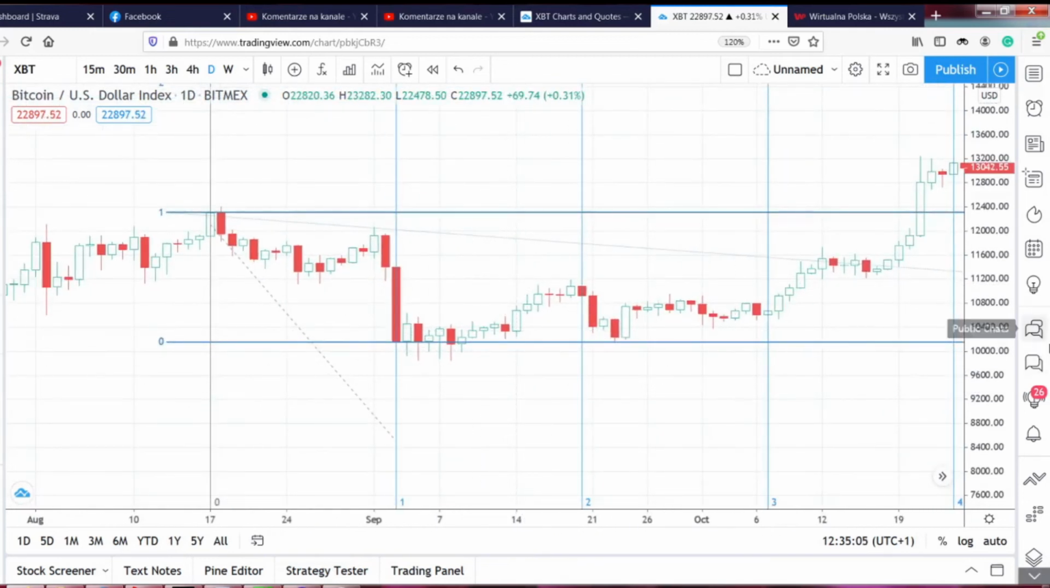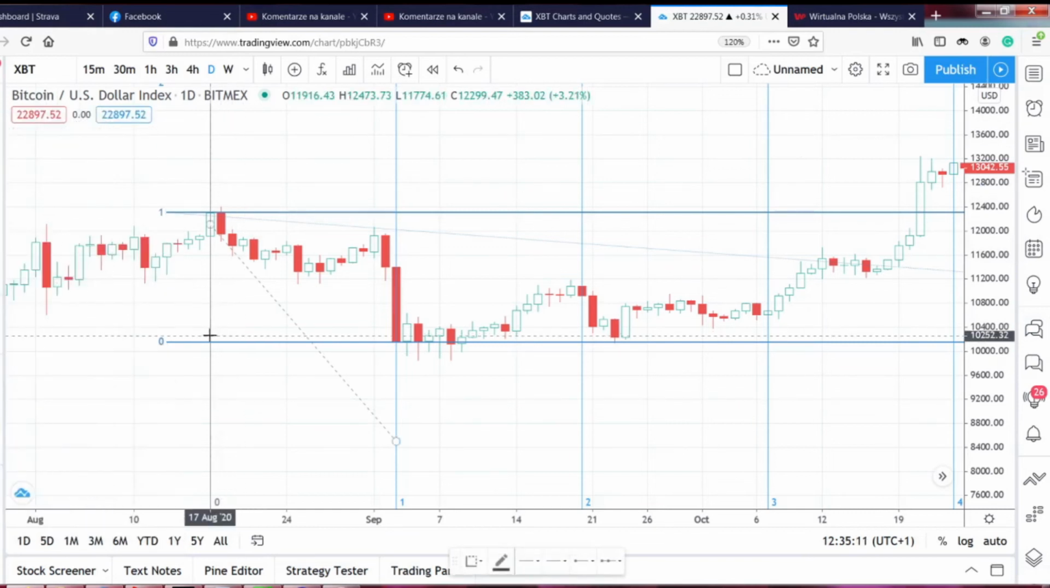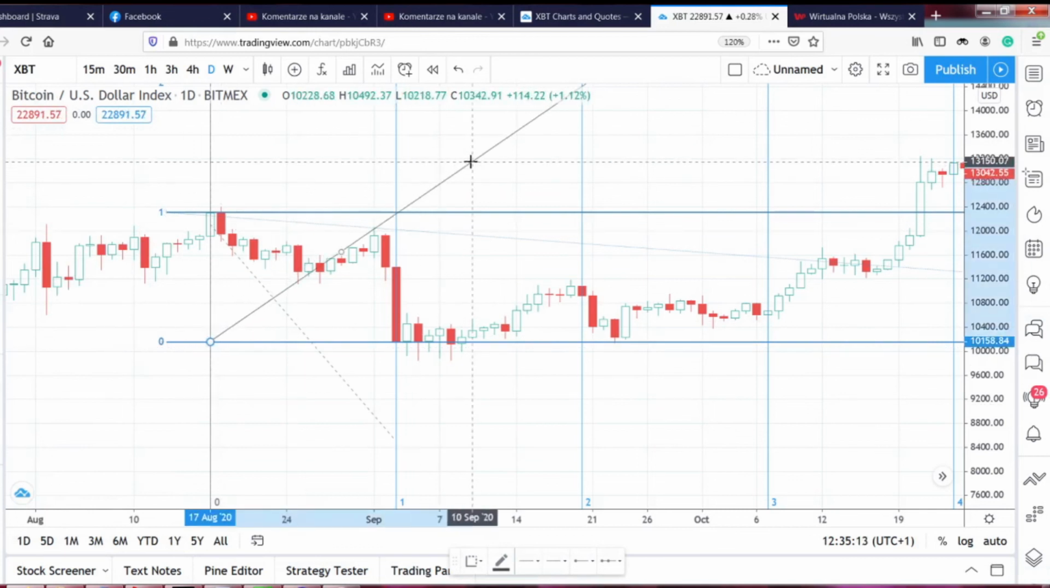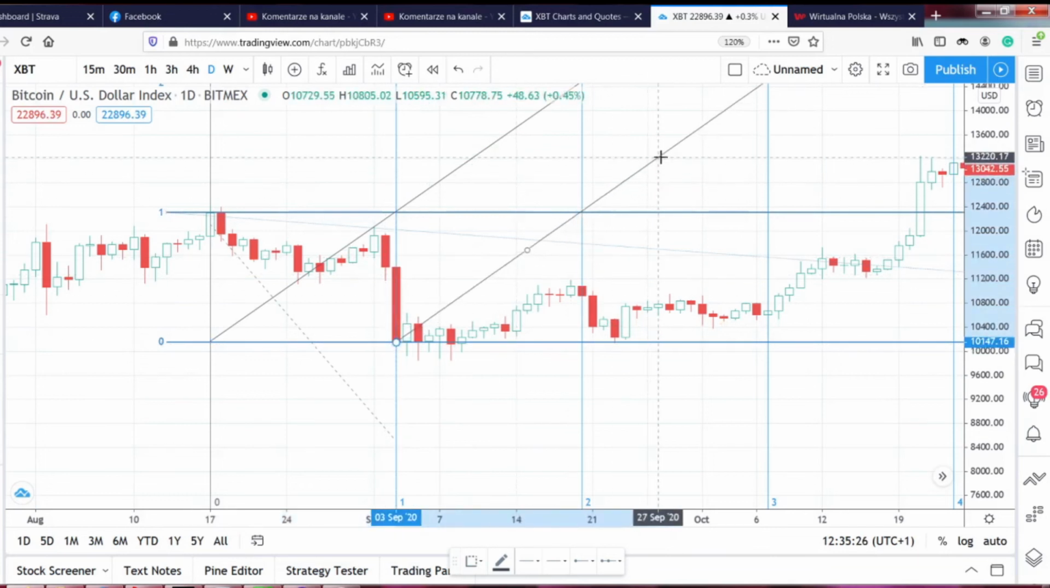Last but not least, let me just try to do something else. We got a trend line. Let's draw a trend line from this corner and let's drag it here. And let's make another one. So let's draw another line from this bottom and drag it through the corner. Let's see what the market will say. Maybe one more. And here we go.